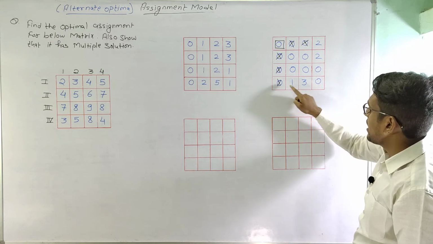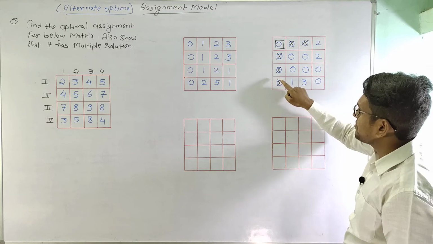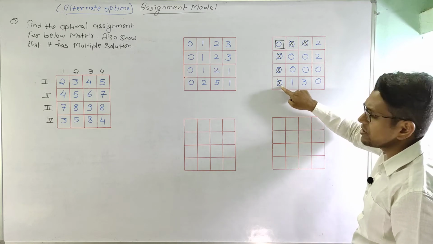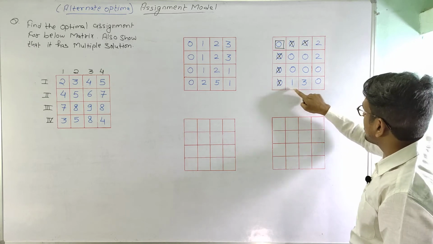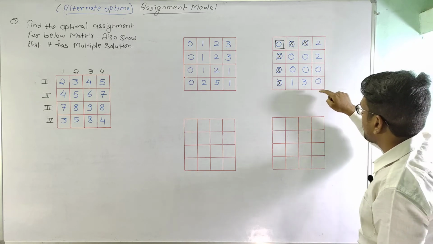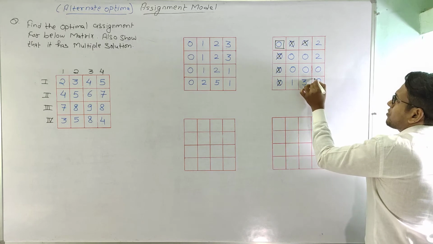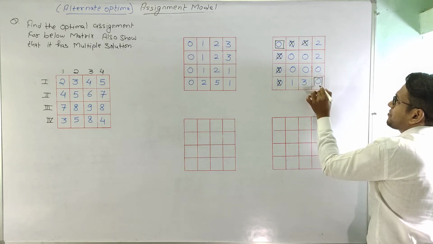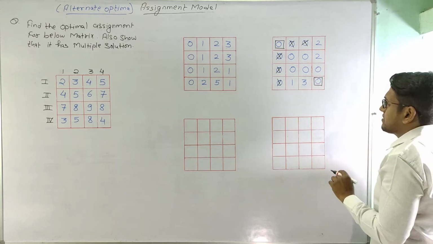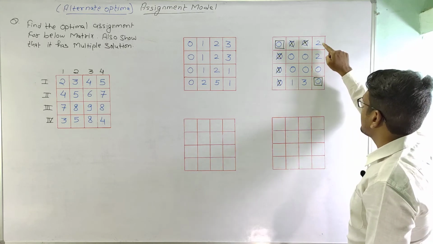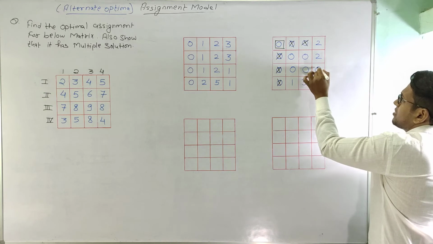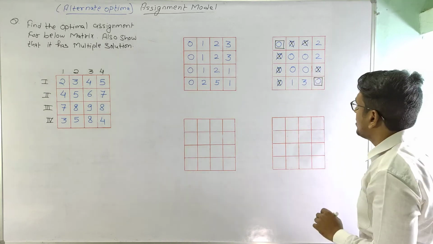Previously we had two zeros, but this zero has been crossed out, so this zero is ineligible for assignment. So there is only one zero in this particular row, so we will assign this zero, and once this zero has been assigned, no more assignment can be done in this row and in this column. That means this zero is also going to be crossed out.